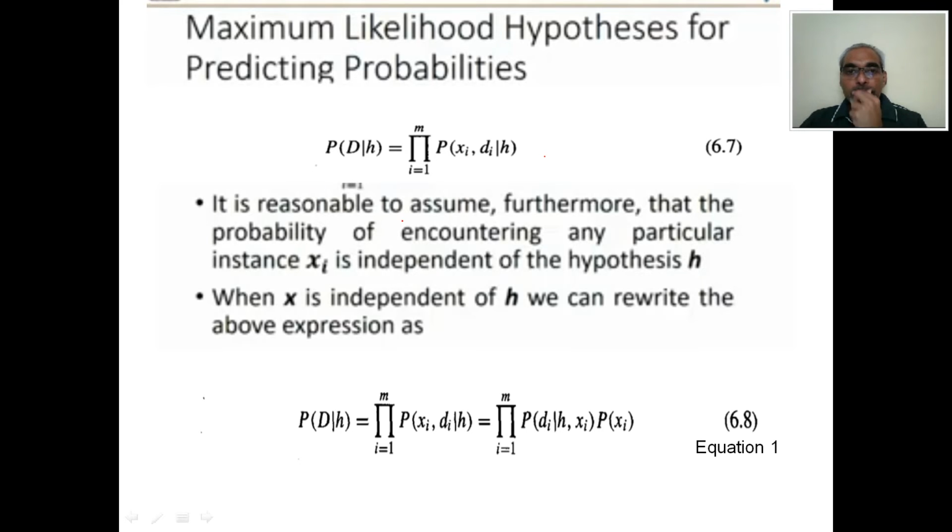Now it is reasonable to further assume that the probability of encountering any particular instance xi is independent of the hypothesis h. As we already said, this xi, the input data, is completely independent of our hypothesis. Whatever data set you have, you then associate a probability based on the given hypothesis, right? We can assume that.